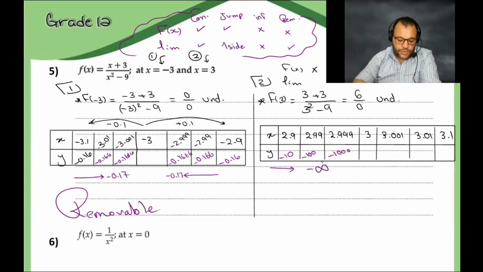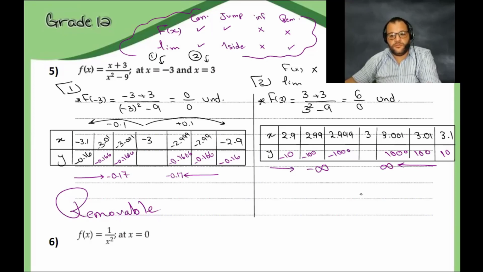Now we are going to the right side. How can we check that? 3.1 gives 10. Are you sure? Yes, sir, it's 10. And then 100, and then 1,000. Then if you are going from the right side, it will be going to positive infinity.